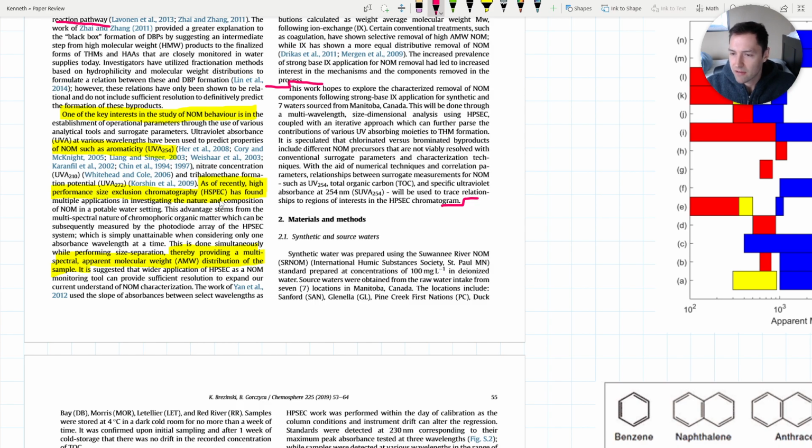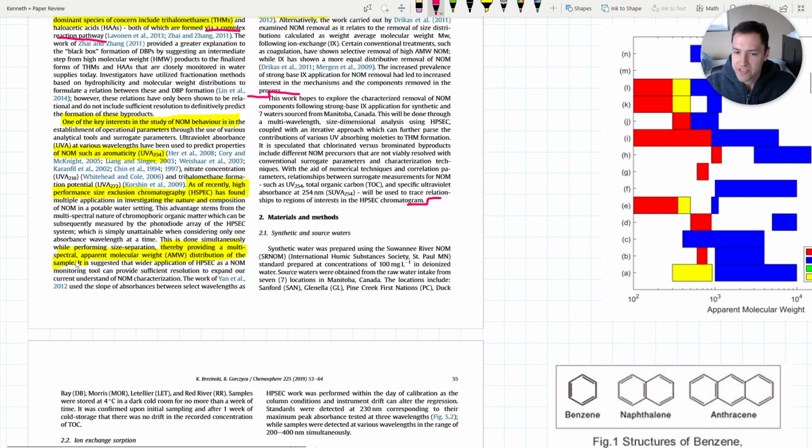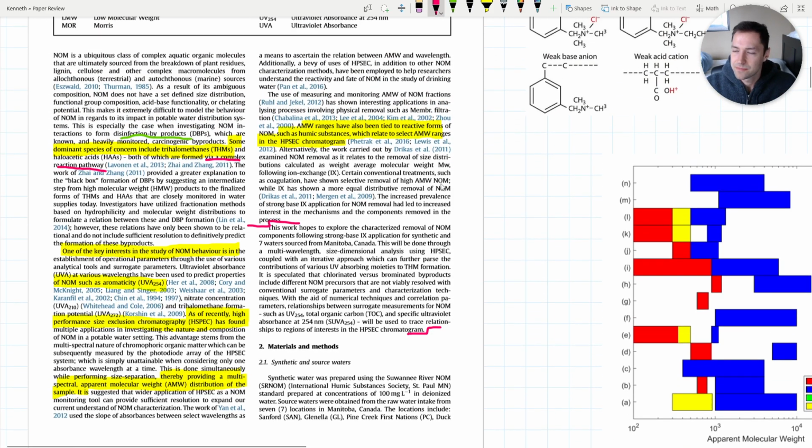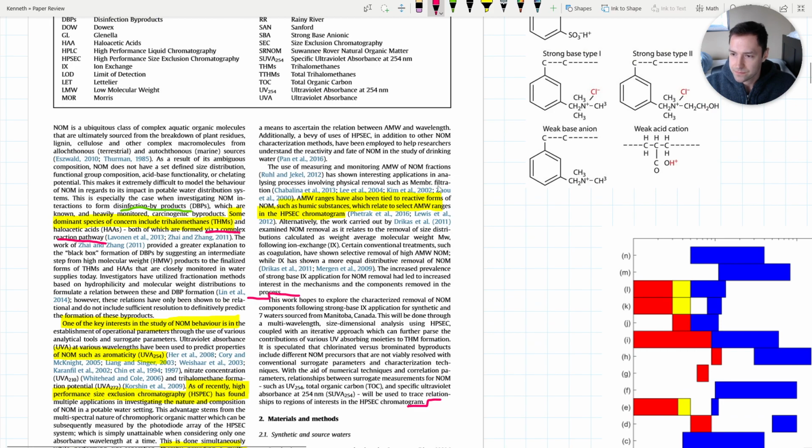But the question, from the research perspective, is can we do a little bit better, where we can use something like high performance size exclusion chromatography? And can we look at a multi-spectral apparent molecular weight? And it's called apparent molecular weight because it's not very well characterized, even the size. So we say, very generally speaking, approximately what are these apparent molecular weights? And could we correlate that with the formation of disinfection byproducts?